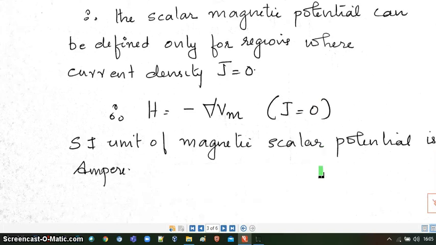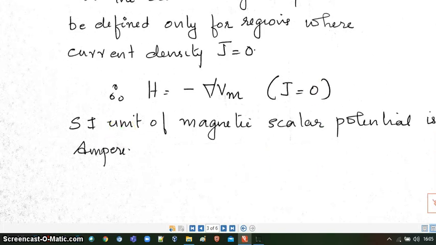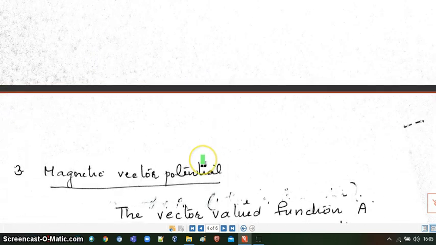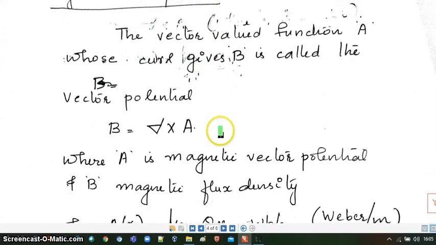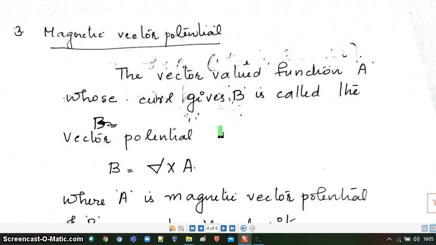Now the SI unit of magnetic scalar potential is ampere. Next we will see the magnetic vector potential.